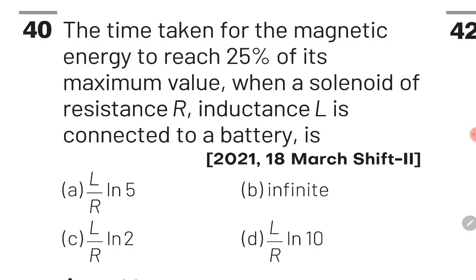Yes students, the 11th question of the chapter is, the time taken for the magnetic energy to reach 25% of its maximum value when a solenoid of resistance R, inductance L is connected to a battery is. Guys, this is a question of growth of current through an inductor. For this, we'll use the formula I is equal to I naught into inside the bracket 1 minus e raised to minus t by tau. Guys, in this equation, I naught is maximum current and tau is known as time constant, which is given by the formula tau is equal to L by R. So this is the main concept that we need to use in this equation. Let's observe this in the solution in the next slide.